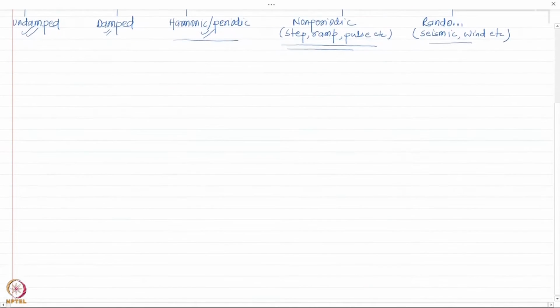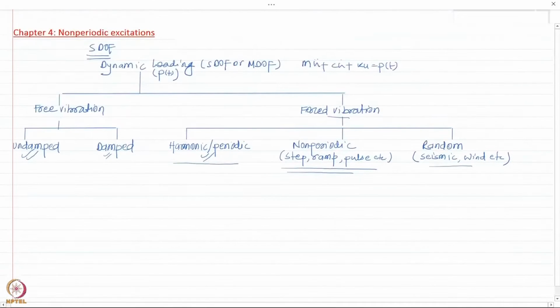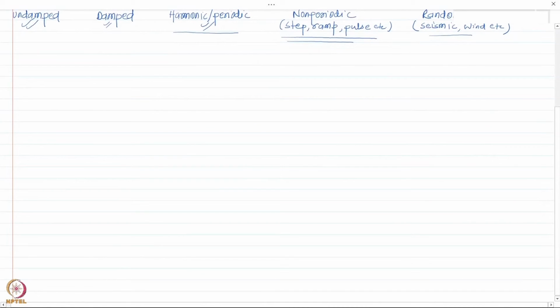Again for this case our problem statement is m u double dot plus c u dot plus k u is equal to p(t), and the initial conditions are given to us. Let us first take zero initial conditions. So this is our problem statement, and here p(t), the forcing function, is neither harmonic nor purely periodic. It's some arbitrary variation.